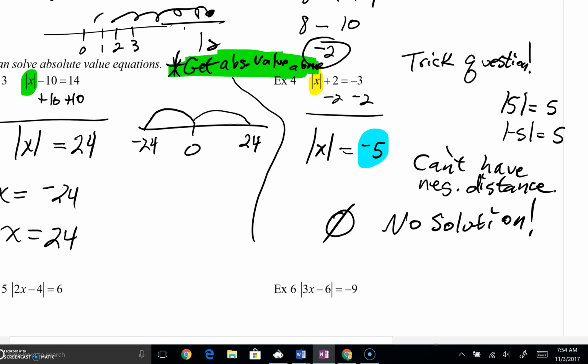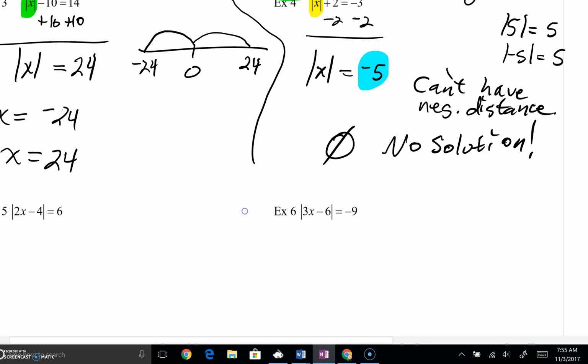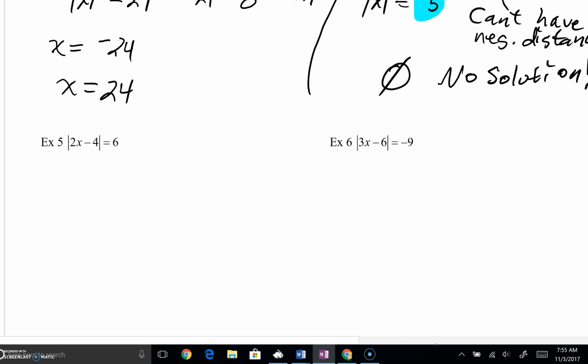Now, Alex will put some of these problems in there. You've got to be real careful about that. Okay? Well, let's move on to number 5, and we're going to solve here.